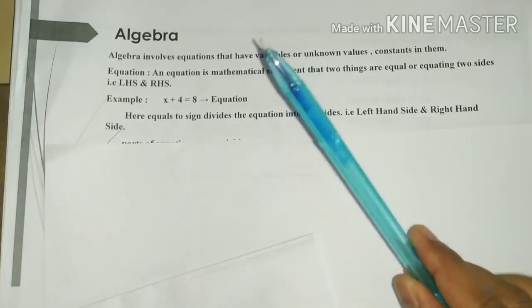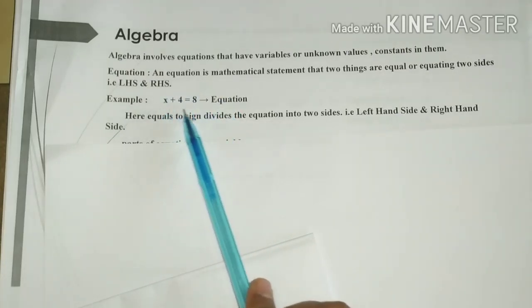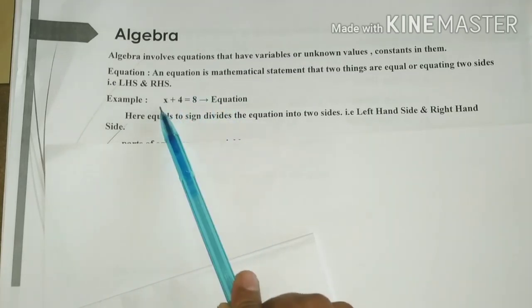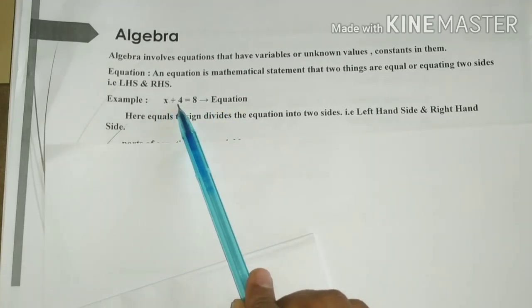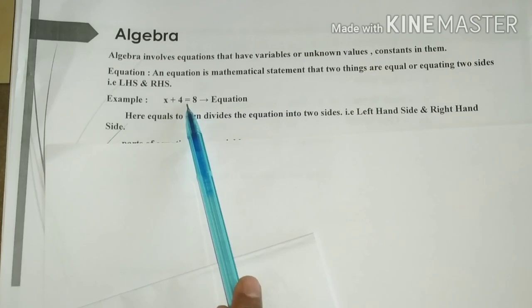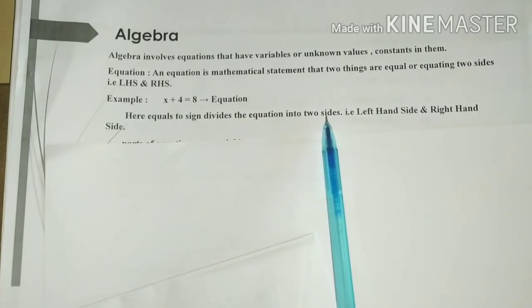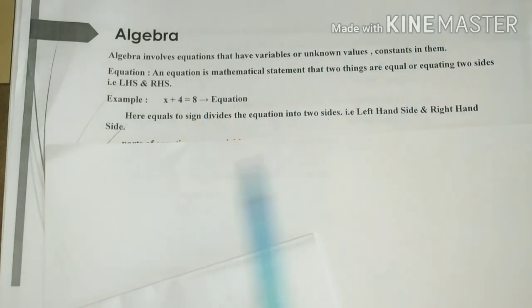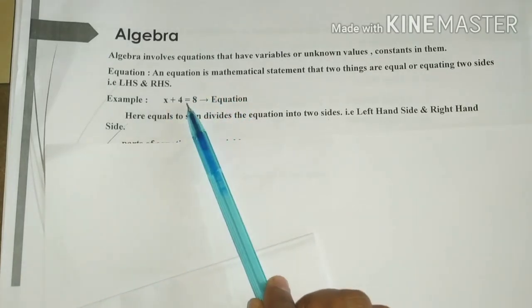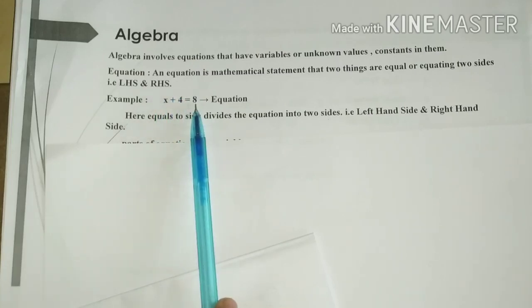Example: suppose I write x plus 4 is equal to 8. This is what we call an equation. Here the equal sign is in between. This equal sign divides the equation into two parts. One is x plus 4 and the other is 8.